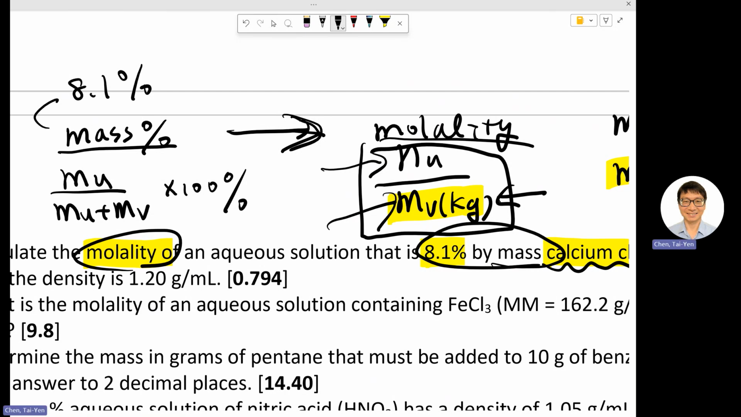From the hangout, we say, if you start with the mass percent, you assume the mass of your solvent plus the mass of your solute equals 100 gram, right? By doing that, you can actually back calculate the mass of your solvent and the mass of your solute, right? That's actually what we do in the first step.